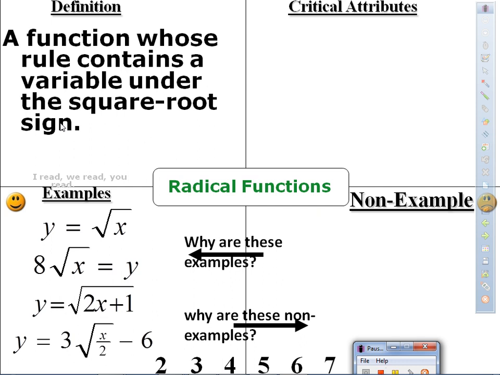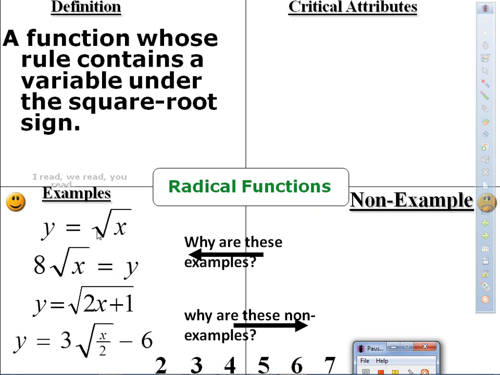So, really quick, pens down, eyes up here. Let me go over the examples according to the definition. It says, a function. Okay, we have functions here. Remember that when we got to functions, I said you can either write it as f of x or you can just substitute the f of x for y. Do we have it equal to y? Yes, here it is, here it is, here it is. So they're all functions. But the rule contains a variable under the square root.